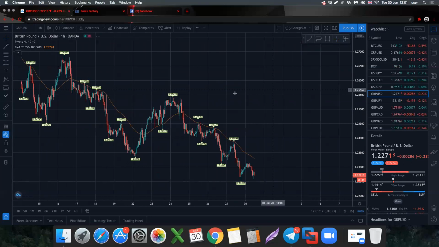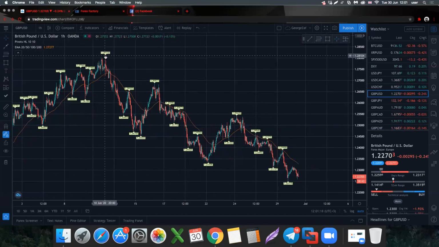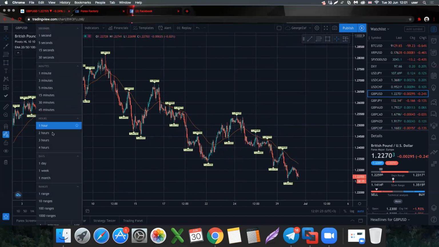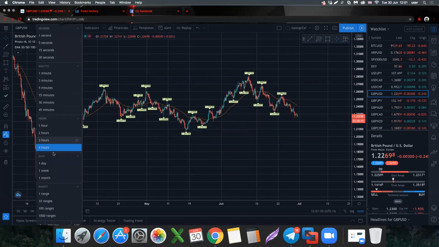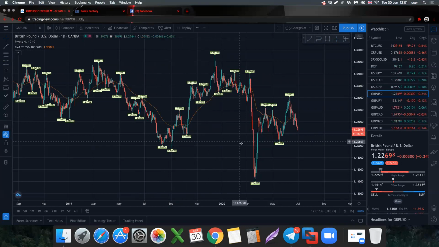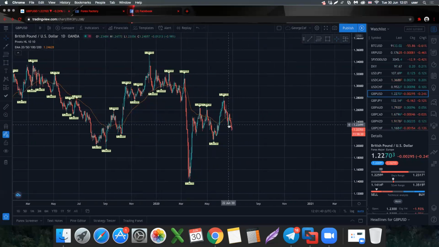GBP USD, definitely a downtrend. Okay, huge downtrend. The downtrend started on 10th June, 20 days ago. It's a downtrend, 1 hour. 4 hours, it's a downtrend. 1 day, consolidating. Wow, look at this. It's going back. So even if I draw the Fibonacci here, it will take place on 1 hour.